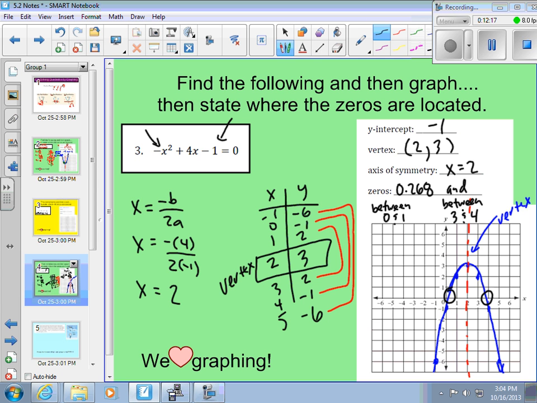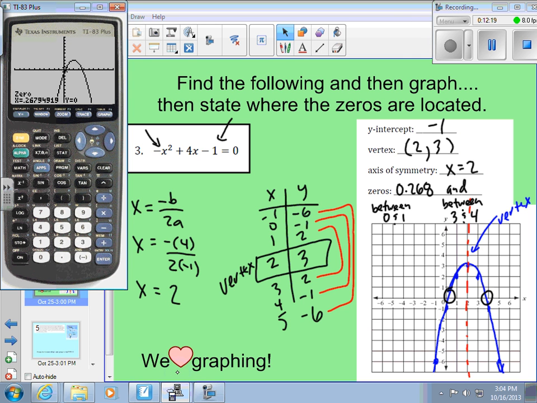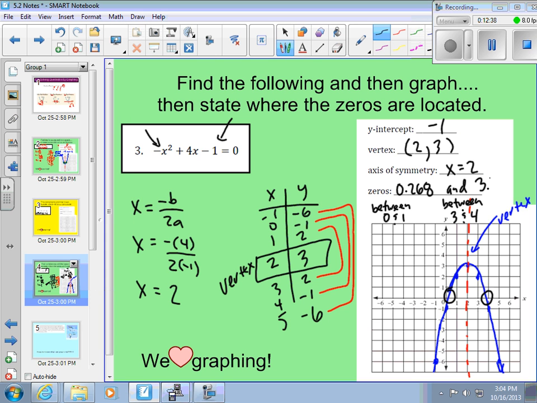So that's where one of them is. And the other one, we could also find doing the same thing. So again, select zeros. We want to find the zeros. Pick a point to the left. Pick a point somewhere to the right. Keep hitting enter. And the other one's at about 3.732. So those would be the two zeros, or the two solutions to this one.